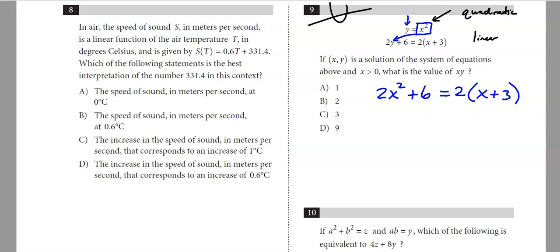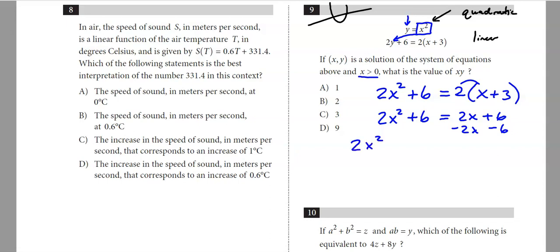The other thing I need to pay attention to is they only want x answers bigger than 0. So that probably means there's going to be a positive and a negative, and I only want the positive one. All right, so let's get after this. We have 2x squared plus 6 equals, I'm going to distribute here, 2x plus 6. Whenever you solve a quadratic, you want to get it equal to 0. So I'm going to move these two terms to the other side by using subtraction.